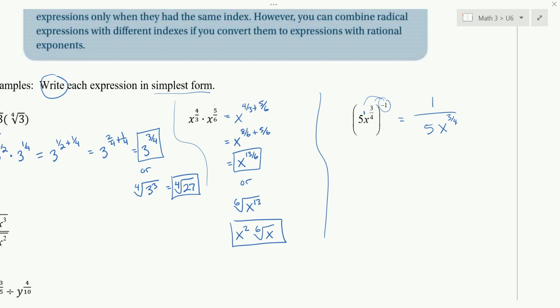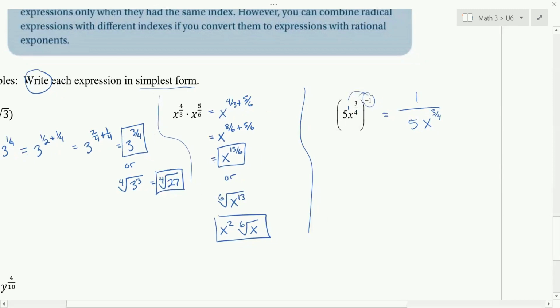So is that it? We stop there? Why can't I stop there? What's wrong with that as a final answer? What's that? Good. Although it may not look like it, the denominator has a fourth root in it, right? Because x to the 3/4 means the fourth root of something, and you can't end up with a radical in the denominator. We've got to rationalize that denominator.